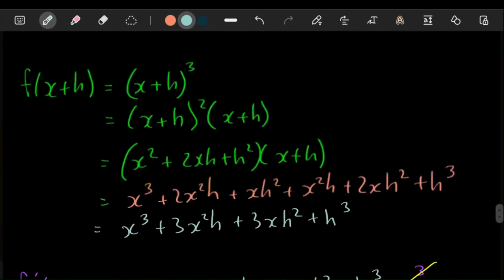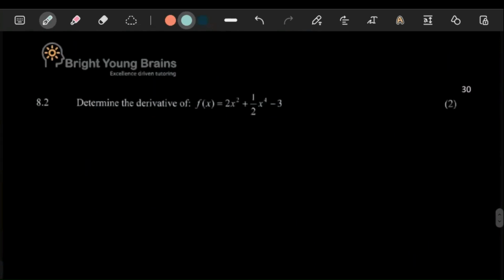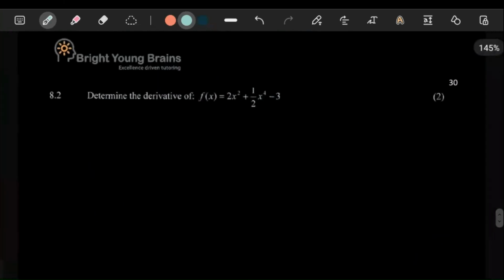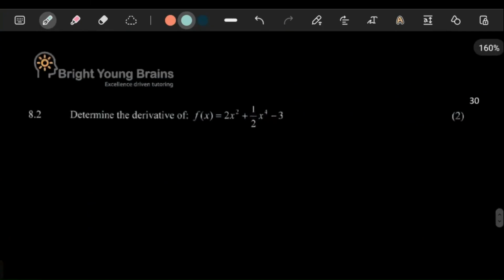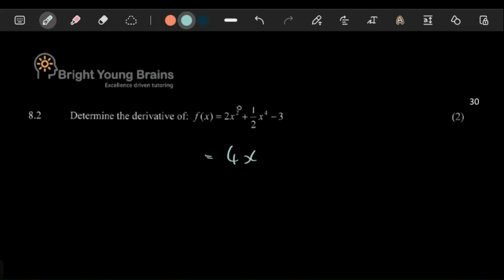Let's move on to question 8.2. I want us to determine the derivative of this expression. Getting the derivative, we know, fortunately, this is already in standard form, so it's just a 2-mark question. Here, 2 times 2 is a 4, to move on from the exponent. 4 times a half is a 2, to move on from the exponent to 3. It's a constant, so if you differentiate it, it just falls away.